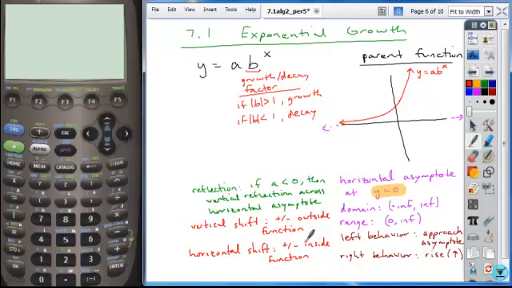One last thing regarding the vertical shift: the horizontal asymptote will always be set equal to whatever the vertical shift is. So if you have a vertical shift of up 3, the horizontal asymptote will be y equals 3. If you have a vertical shift of -2, the horizontal asymptote will be written at y equals -2.